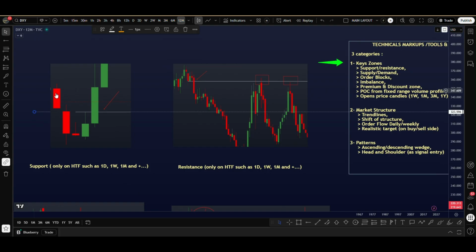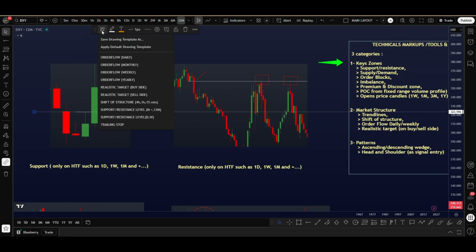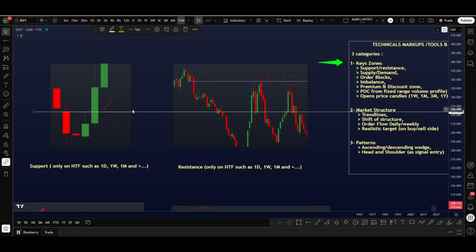I draw a little differently for the support resistance on the daily and weekly. I like to use the support resistance on monthly and plus, which means all the time frames above the monthly. I like to use a thicker line than the previous one, which is for daily and weekly.